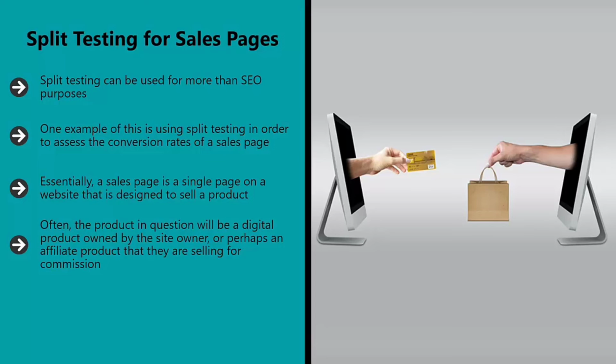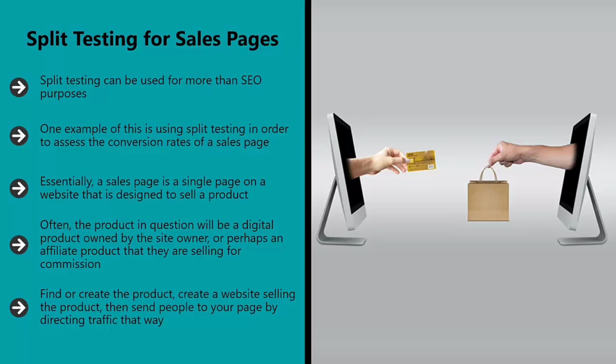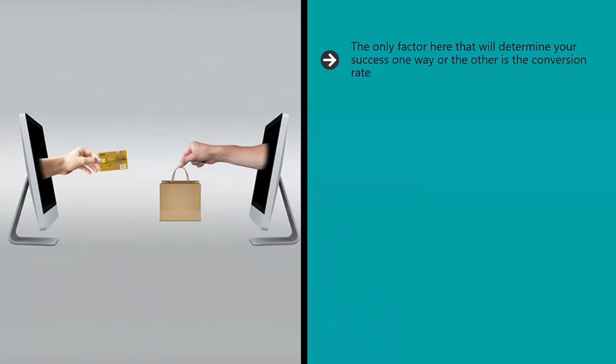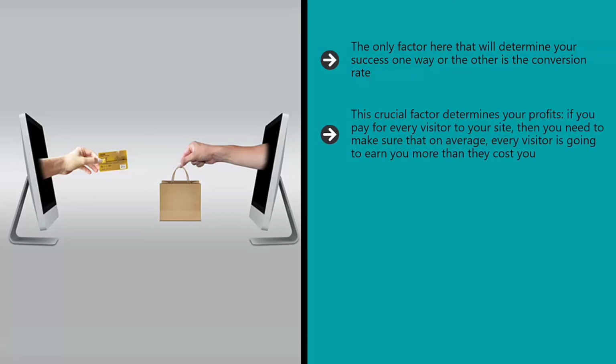Often, the product in question will be a digital product owned by the site owner, or perhaps an affiliate product that they are selling for commission. Either way, this creates an extremely simple business model: find or create the product, create a website selling the product, then send people to your page by directing traffic that way. The only factor here that will determine your success one way or the other is the conversion rate. What percentage of people who visit your site end up clicking on your Buy Now button and placing an order? This crucial factor determines your profits.